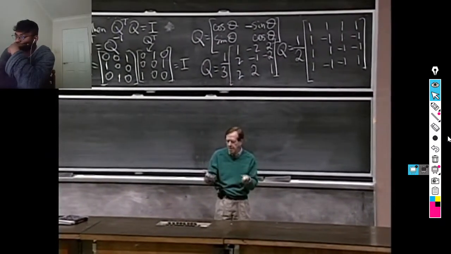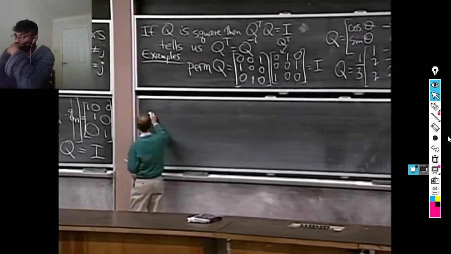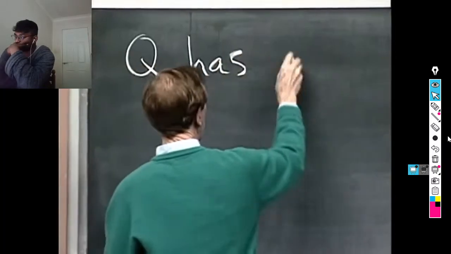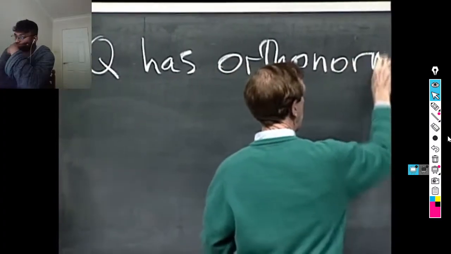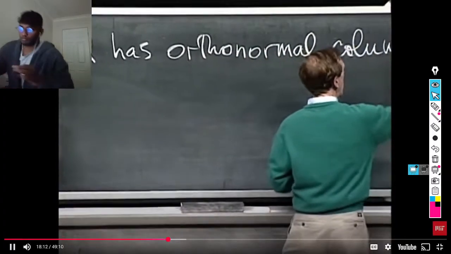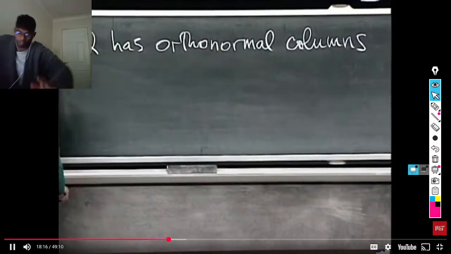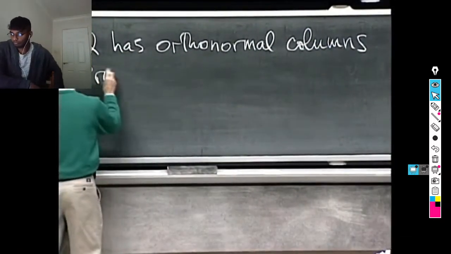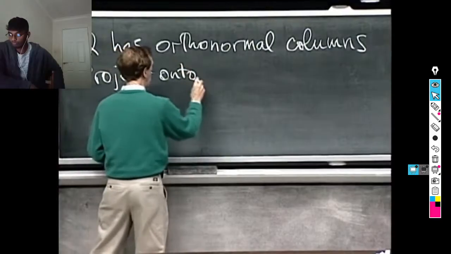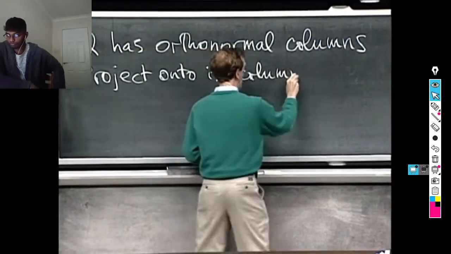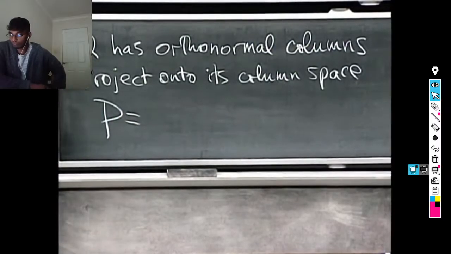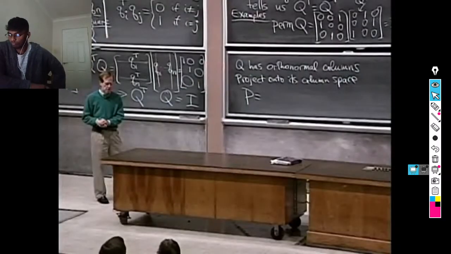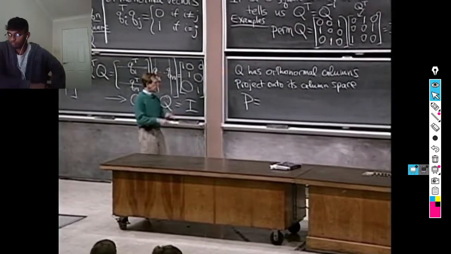Okay, so great. Now the next question is, what's the good of having a Q? What formulas become easier? Suppose Q has orthonormal columns. I'm using the letter Q to mean this. I'll write it one more time, but whenever I write a Q, I always mean that it has orthonormal columns. So suppose I want to project onto its column space. So what's the projection matrix? What's the projection matrix if I project onto a column space? Okay, that gives me a chance to review the projection section.